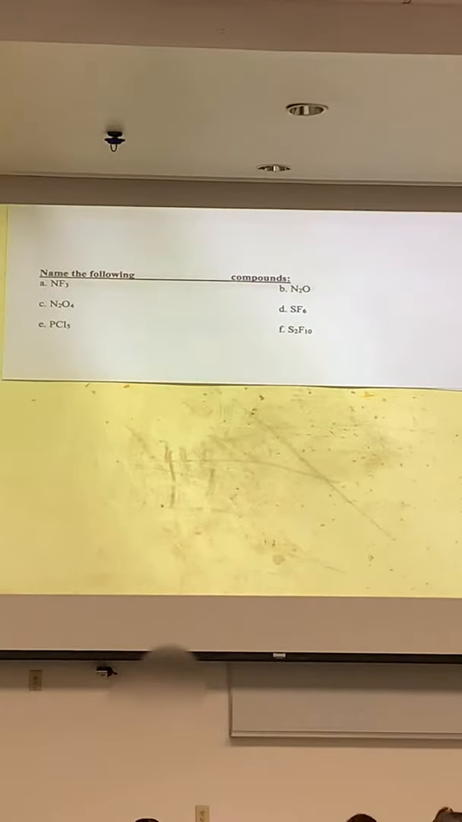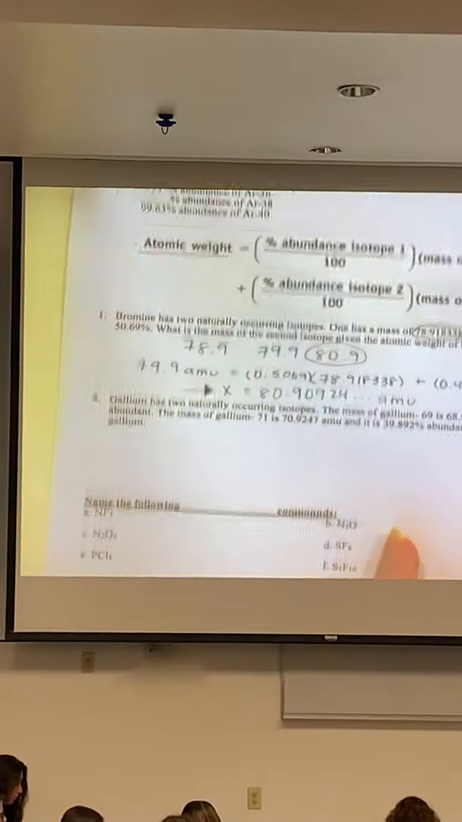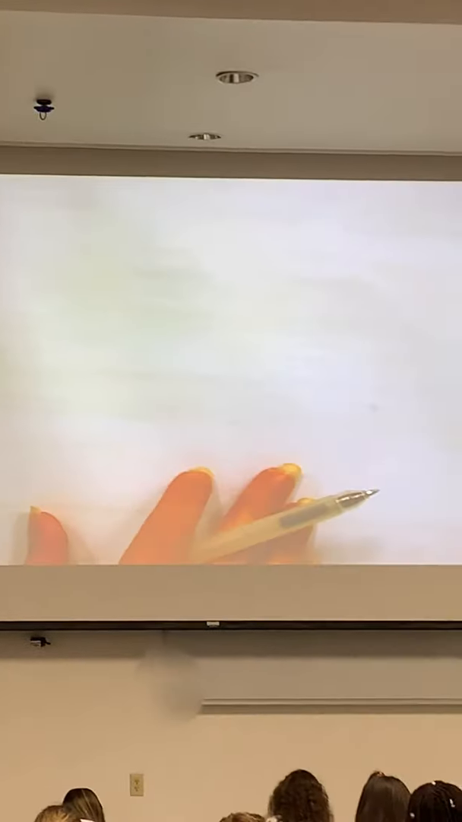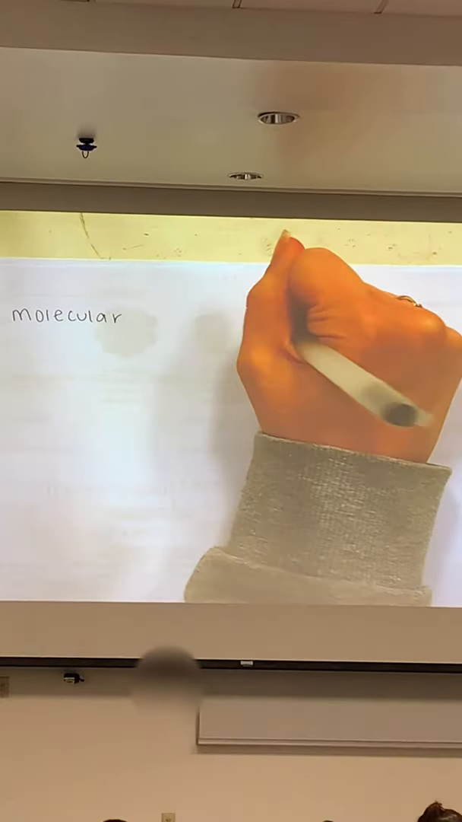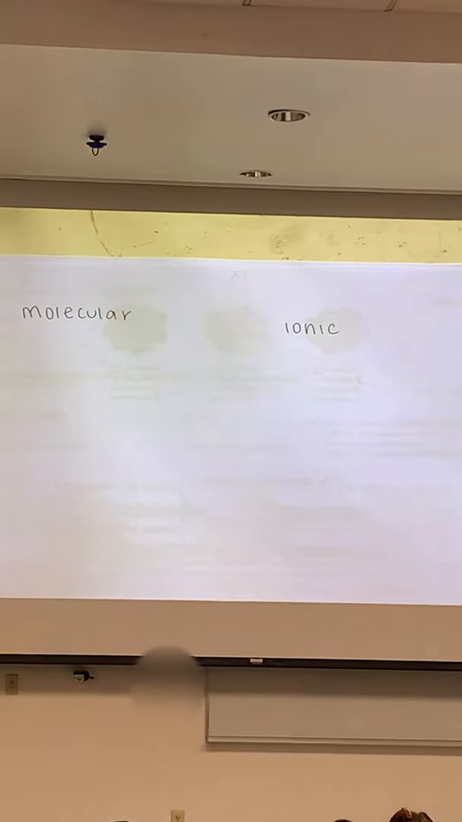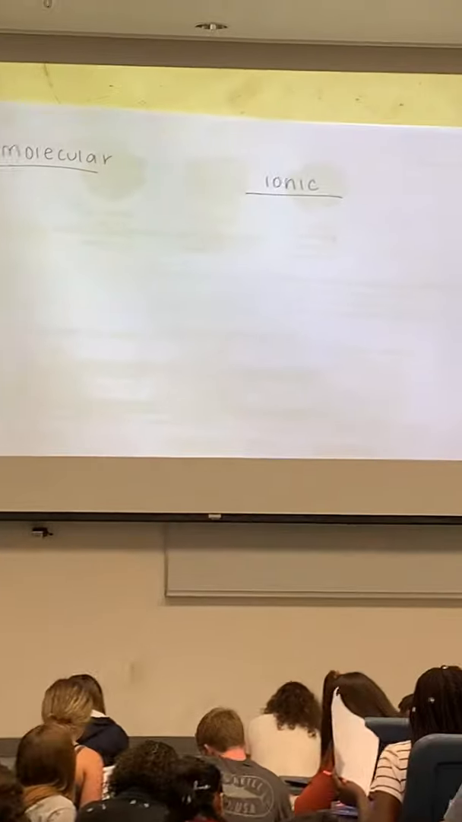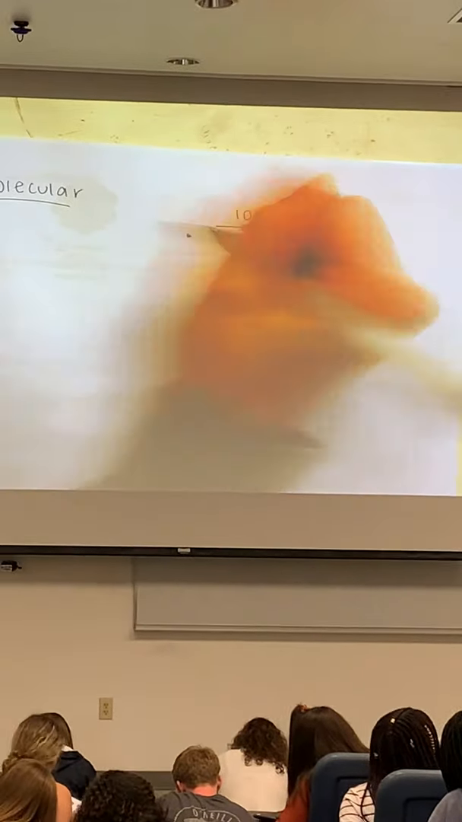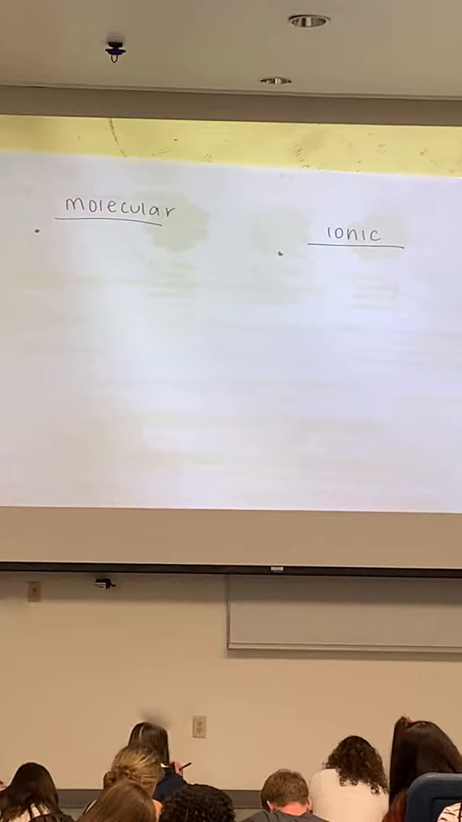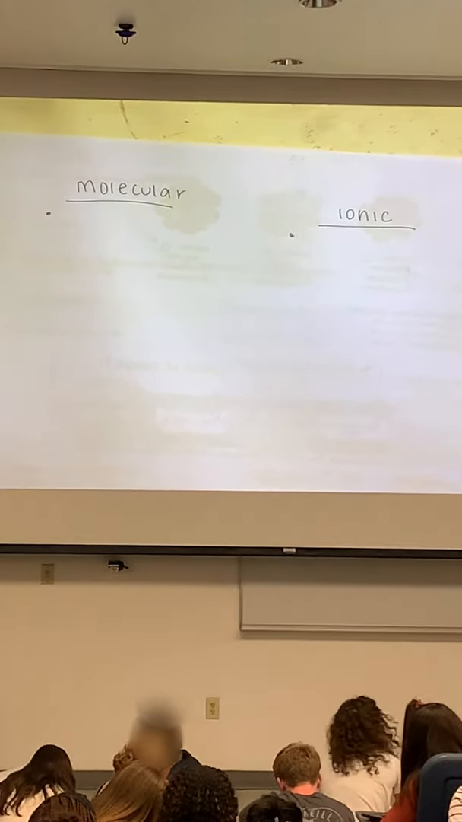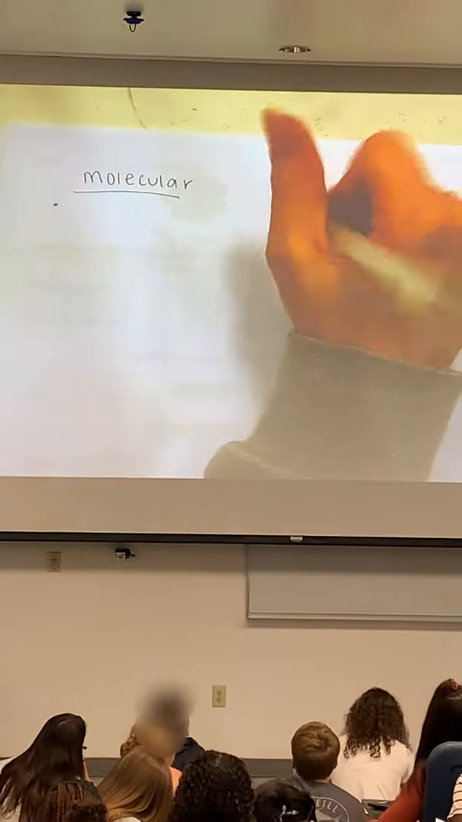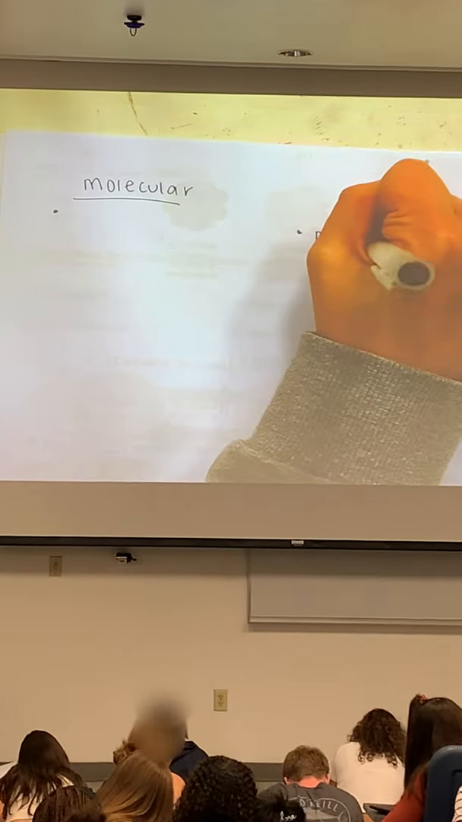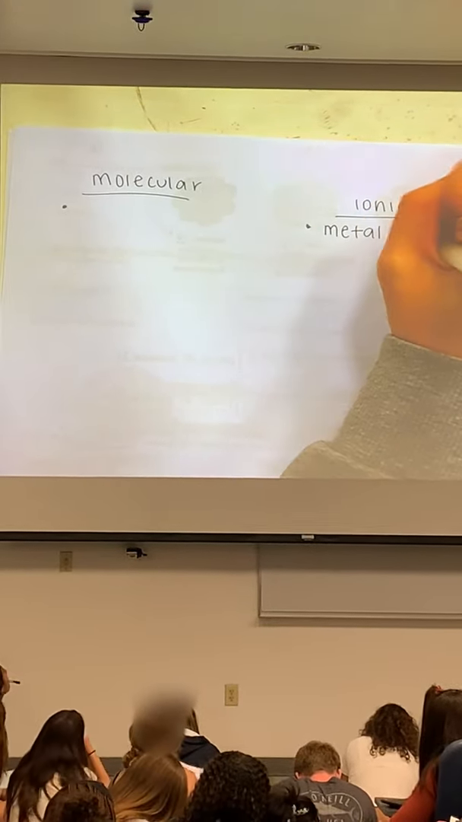Okay, the next part of the class. Before we name any of these compounds, I want to point out a few differences between the compounds that you guys have learned in this class. There's 2 main categories, those being molecular versus ionic compounds. We can make a quick list of characteristics to distinguish between the 2 of these things. Anybody know anything about ionic compounds? Yes. We need a metal and a non-metal. Do we always need a metal and a non-metal?